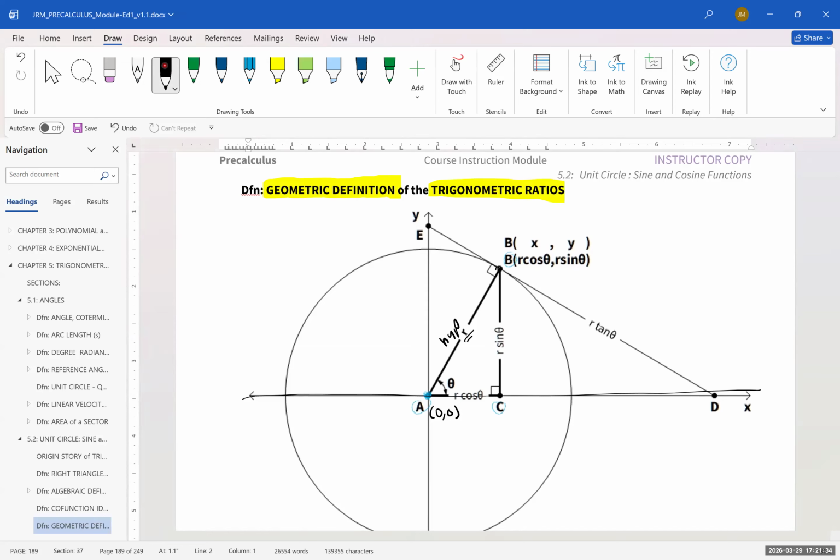And vertex B here is a coordinate that is on the intersection between the terminal side of an angle of interest and the circumference of the circle. And so that creates an XY ordered pair on this XY coordinate plane.